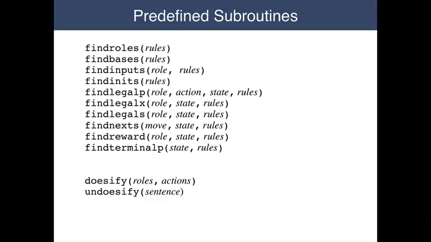There are also some utility routines to make our job easier. For example, doesify takes a list of roles and a list of actions as arguments, and produces a list of sentences stating that each role specified in the roles argument executes the corresponding action specified in the actions argument. And then undoesify reverses this process. You'll see how that plays into the definitions a little later.